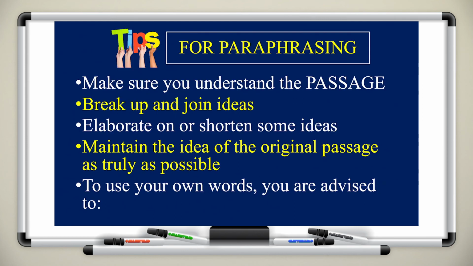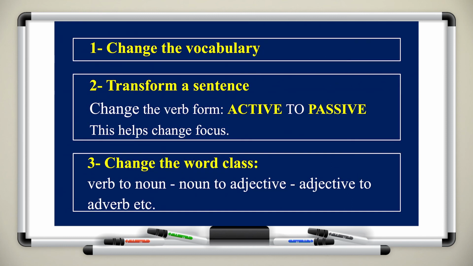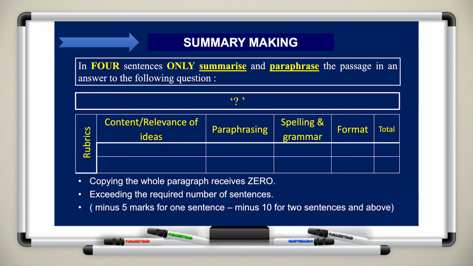Now, for paraphrasing, make sure you understand the passage, break up and join ideas, elaborate on or shorten some ideas, and maintain the idea of the original passage as truly as possible. And to use your own words, you are advised to change the vocabulary, transform a sentence, and change the word class. For summary making, this is the rubrics.